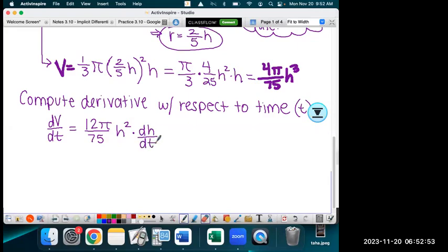And now I can go ahead and plug the information that I know in. I wanted to know the rate of my height, or the rate that the water level is rising over time when my volume is changing at 6 meters cubed per minute and when the height was 5. So I'm going to plug that information in.